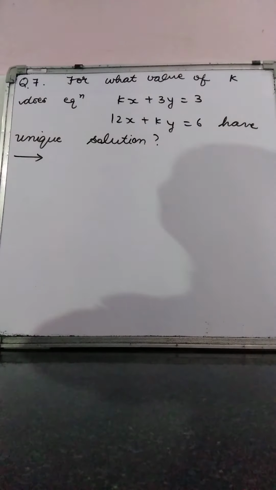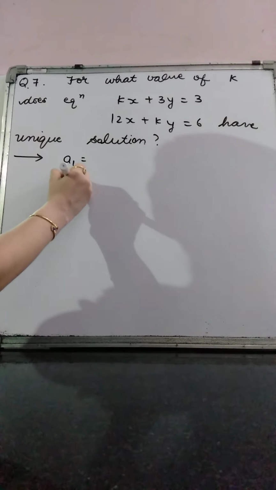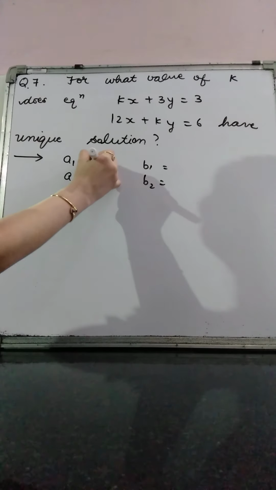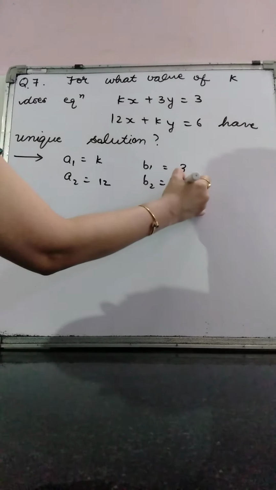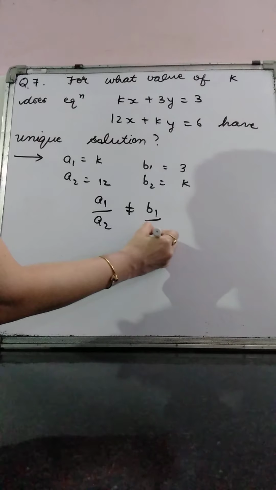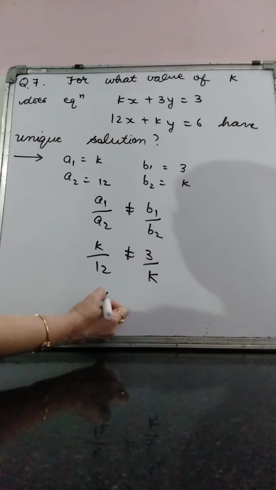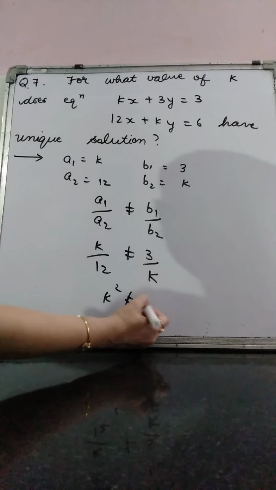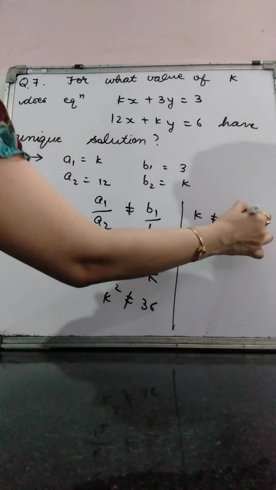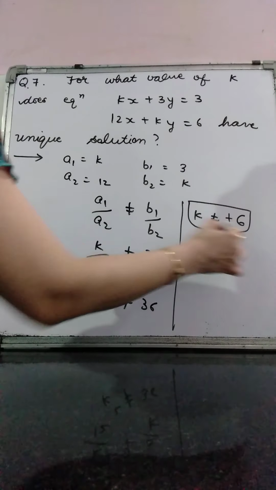Now next question is, for what value of k do the equations have unique solution? Write the values of a1 and a2 and b1 and b2. The values of a1 and a2 are k and 12, b1 and b2 are 3 and k. Apply the condition a1 by a2 not equal to b1 by b2. Now substitute values. 3 by k. k into k, k square. 12 into 3, 36. Taking square root, the square root of 36 is 6. Whenever we take square root, there come two values, that is plus and minus. This is the required answer.